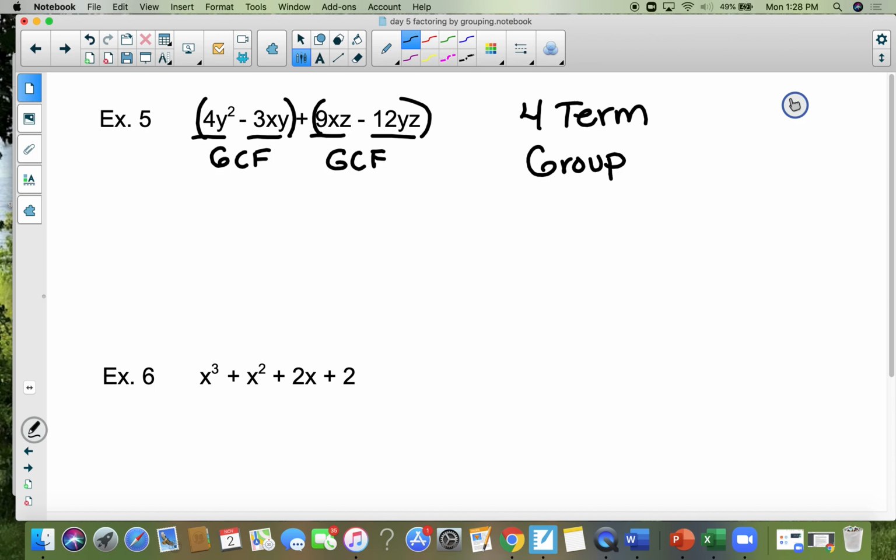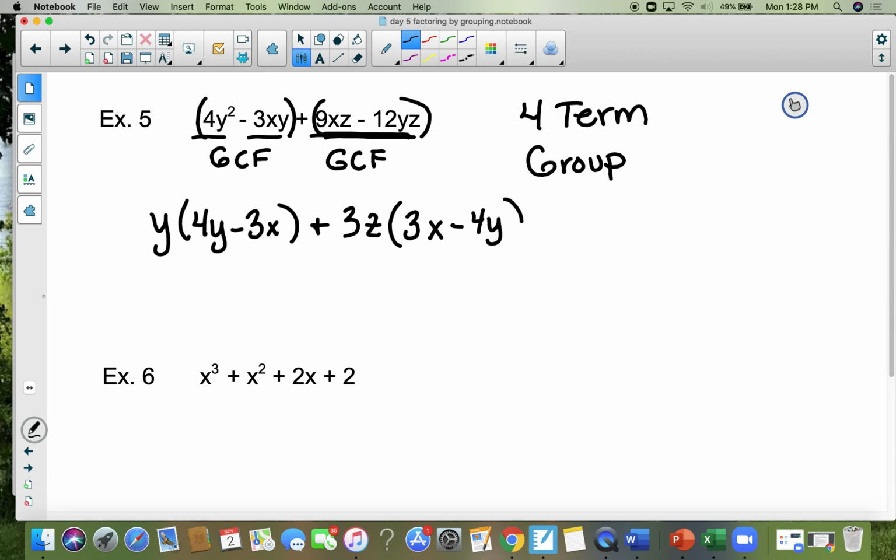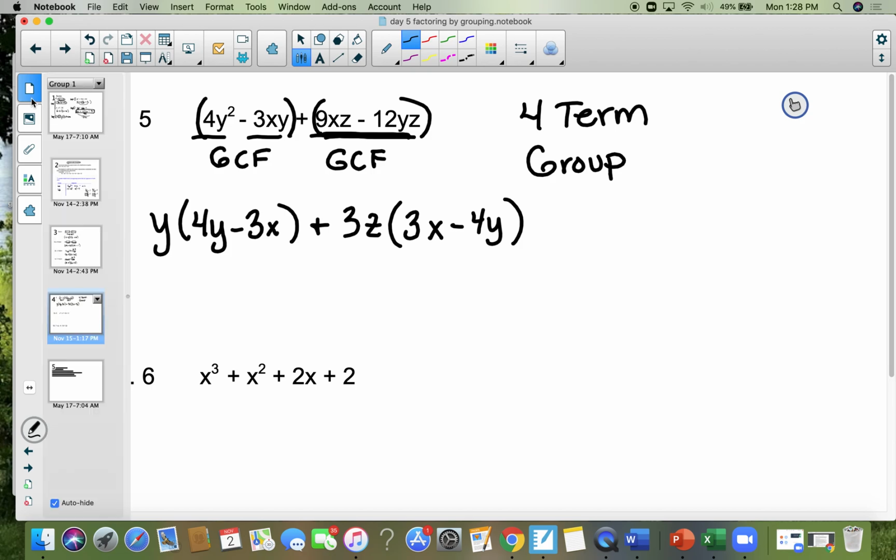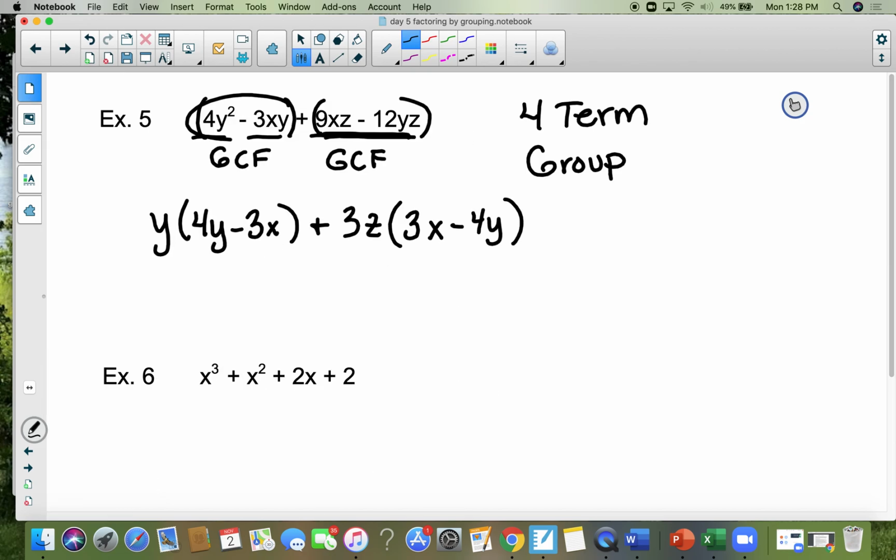So they have a y in common for the first group, and I'm going to have a 4y minus 3x left, plus I'm going to take a 3 out of the second group. They have a 3 in common and a z in common. When you take a 3z out of 9z, I'm going to have a 3x left, and I'm going to have a negative 4y left. So this last page right here looks like that.